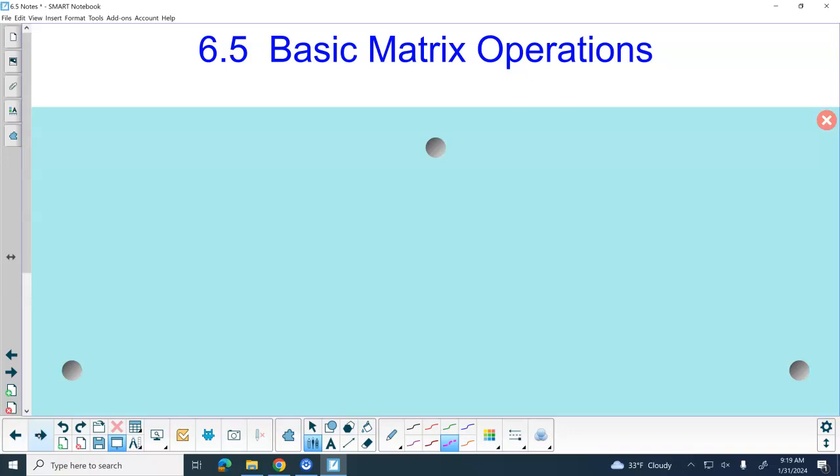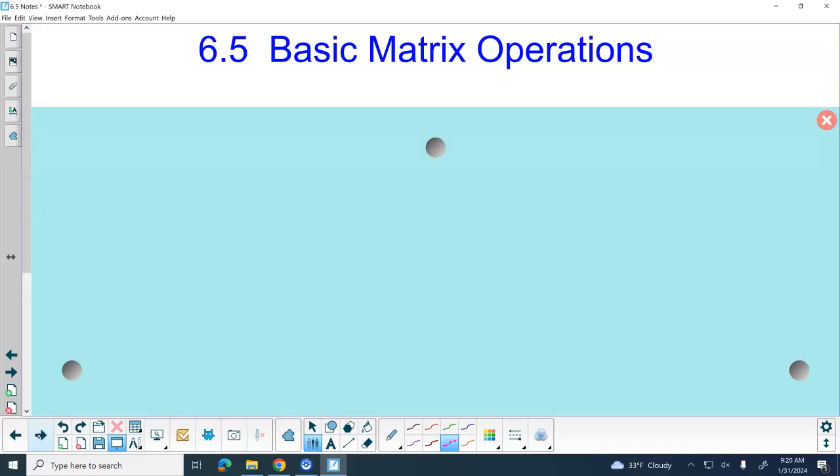Then Friday we'll be taking a quiz. Then next week, Monday, we'll get into determinants and inverses, so that Wednesday and Thursday of next week we can talk about solving systems of equations with matrices.